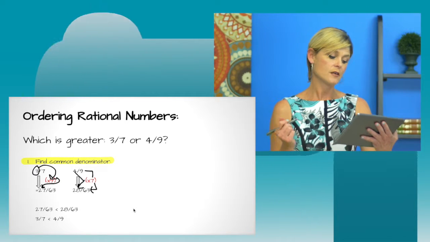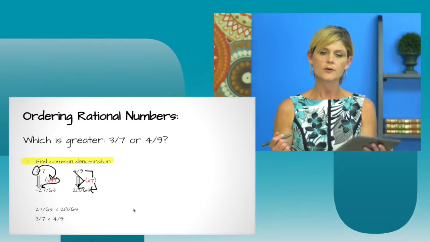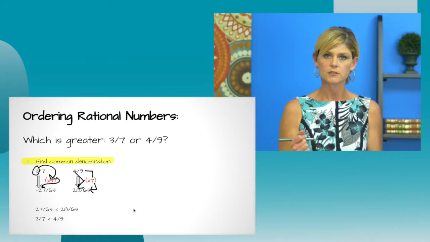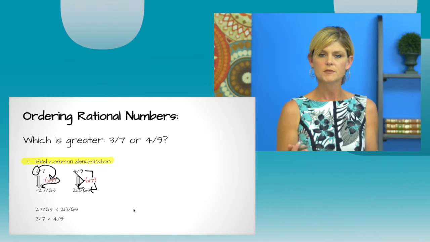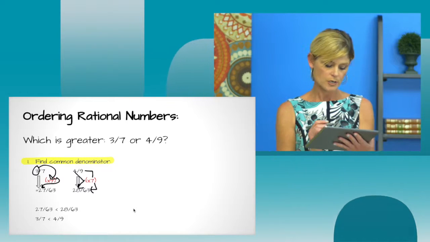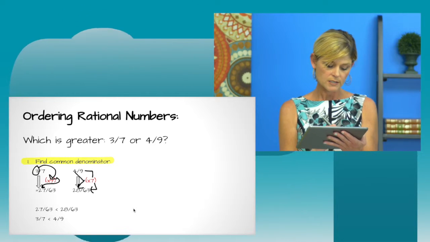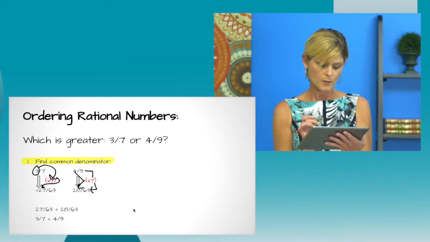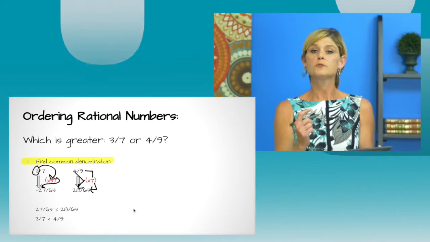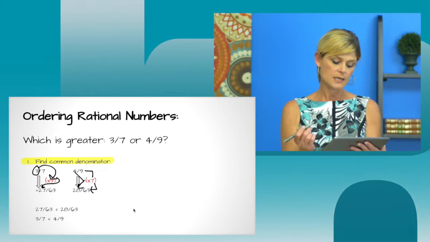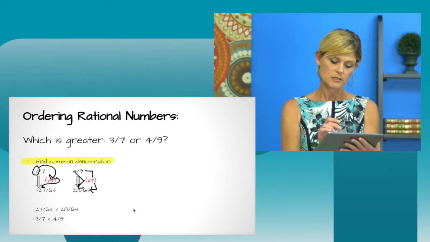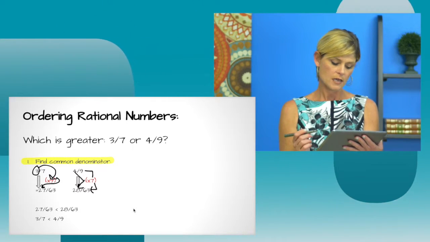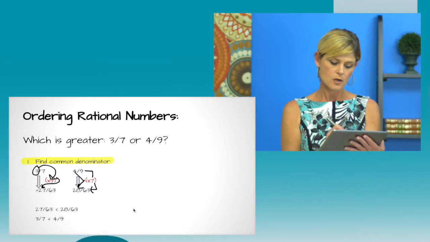We've got 27 over 63. Is that greater than or less than 28 over 63? As long as you get a common denominator, then you're just looking at the numerator and which is greater. So obviously 27 over 63 is less than 28 over 63. Then we want to simplify those fractions back to the original state, which is 3 over 7 is less than 4 over 9.